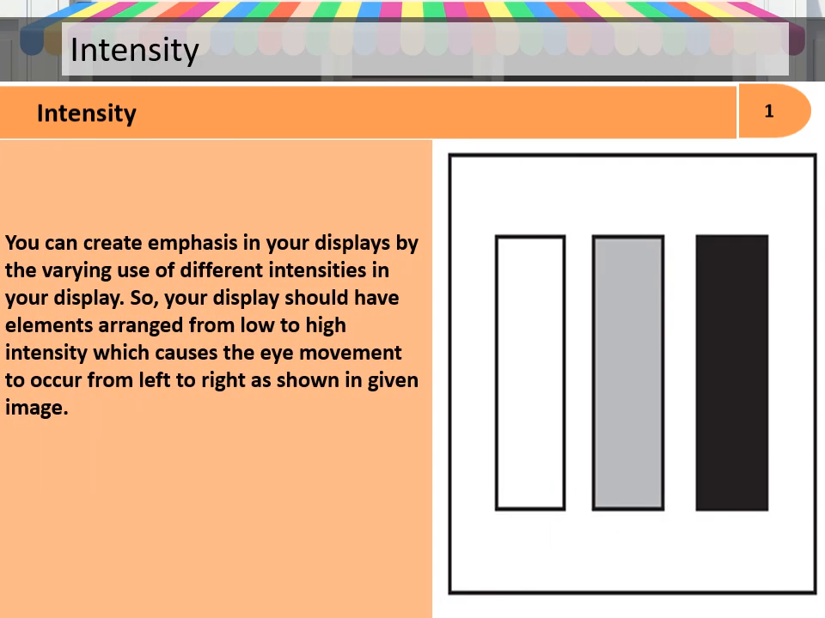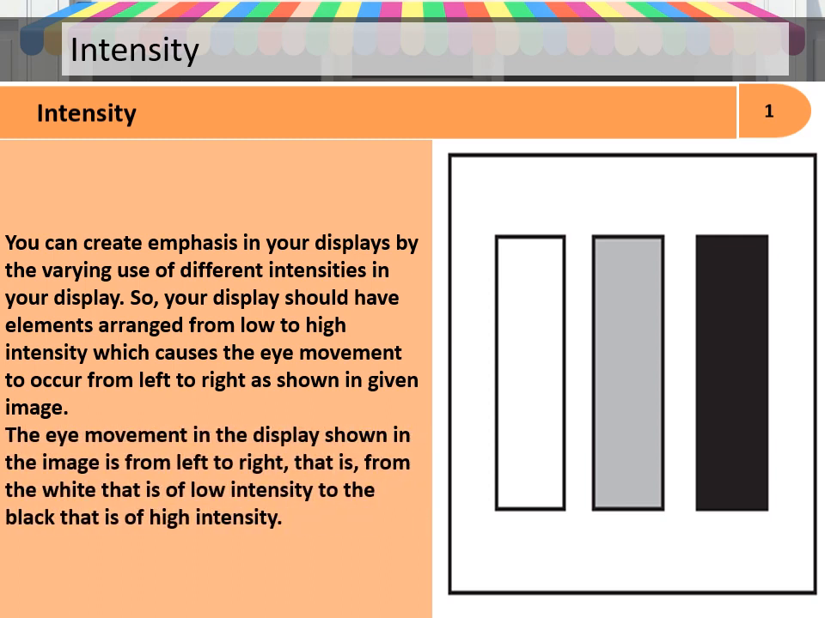Number 1, intensity. You can create emphasis in your displays by the varying use of different intensities. So, your display should have elements arranged from low to high intensity, which causes the eye movement to occur from left to right, as shown in the given image. The eye movement in the display shown in the image is from left to right, that is, from the white, which is of low intensity, to the black, which is of high intensity.